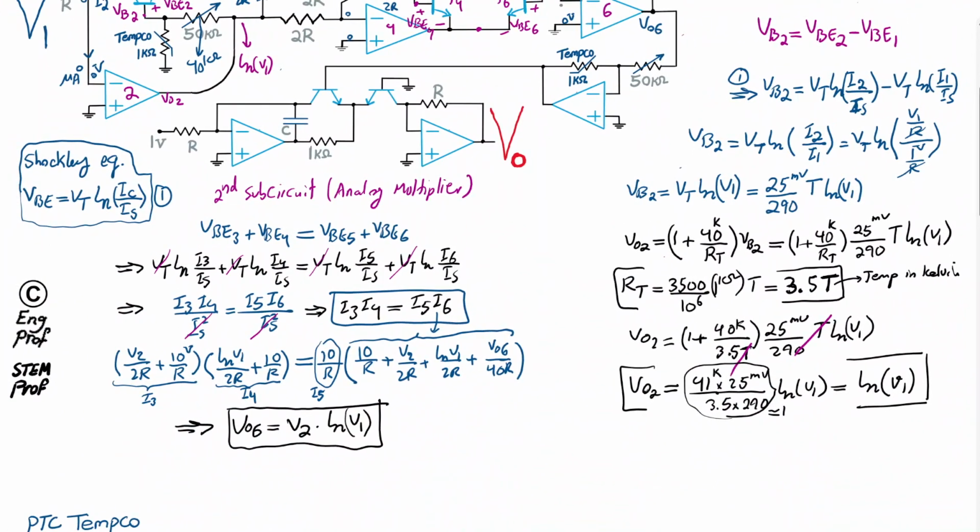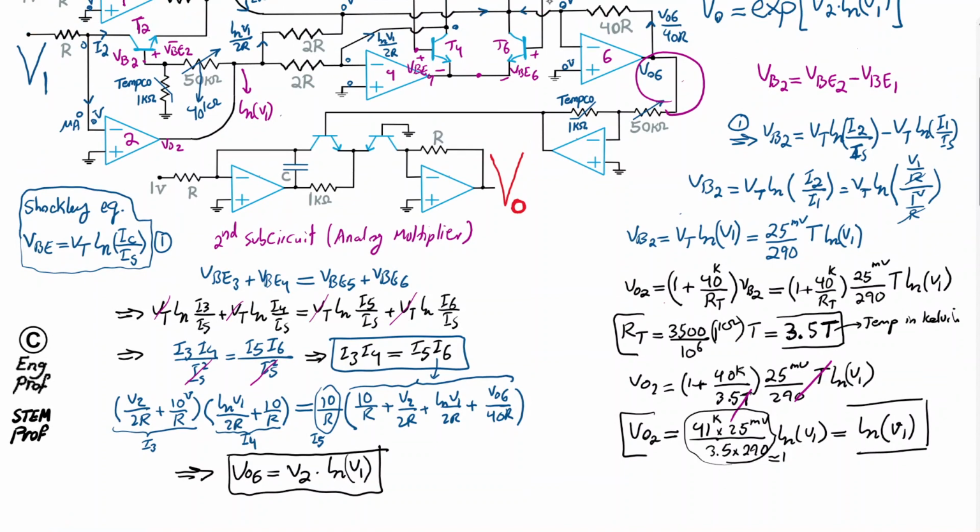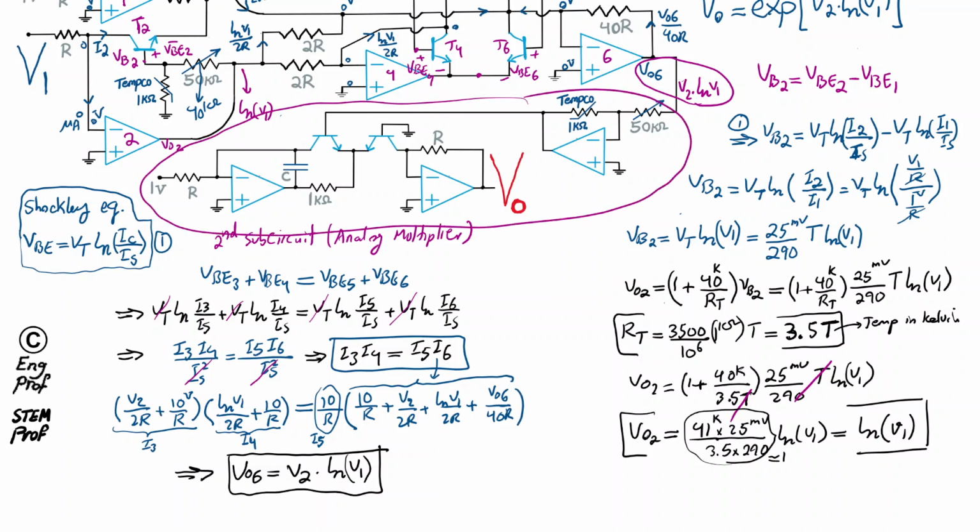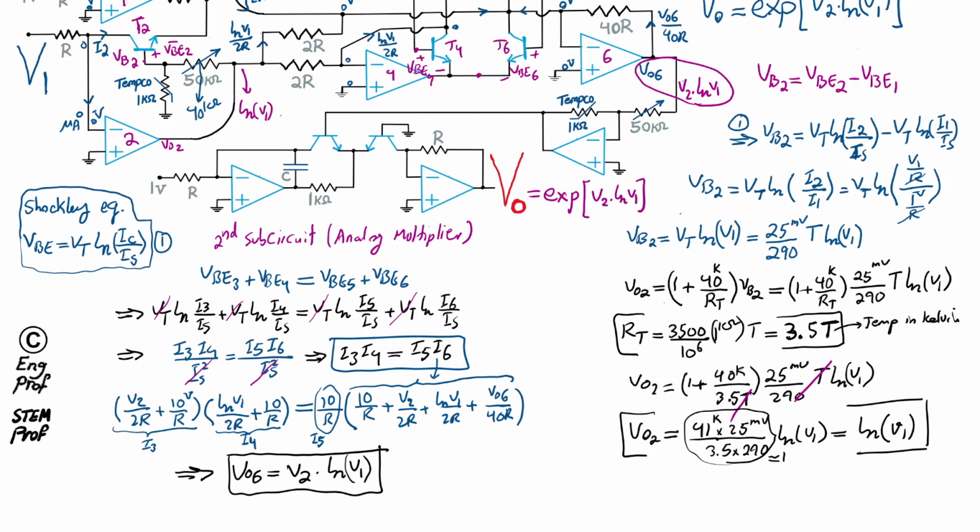And then finally, for the last subcircuit here, as I said, it's doing the anti-log or exponentiation. So it takes the V out 6 as input. So I'm going to write it here. We have effectively V2 times ln V1 as V out 6 input to the third subcircuit, which is this subcircuit here. And it receives that, and then it reports the V out exp of basically computing the antilog of the input V2 times ln V1, which is exactly what we wanted.